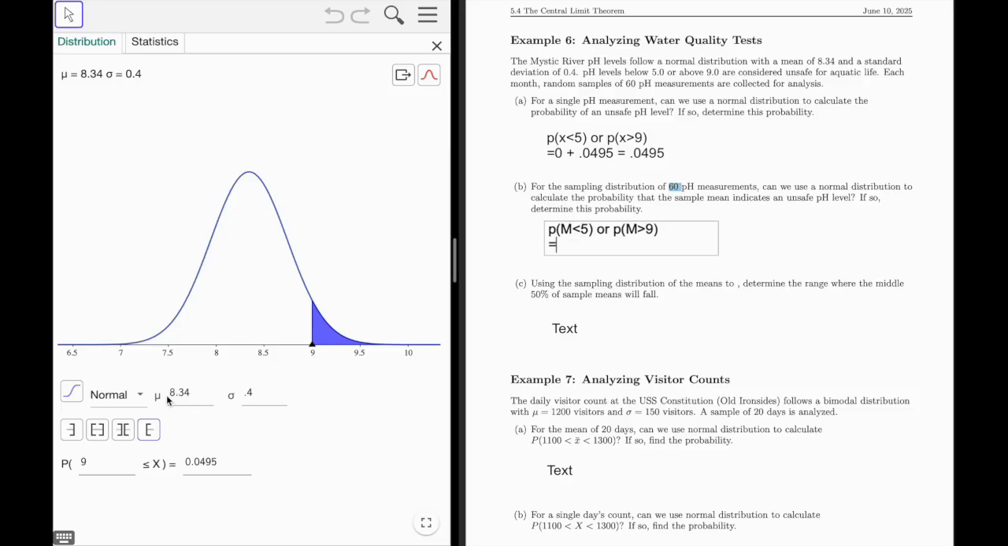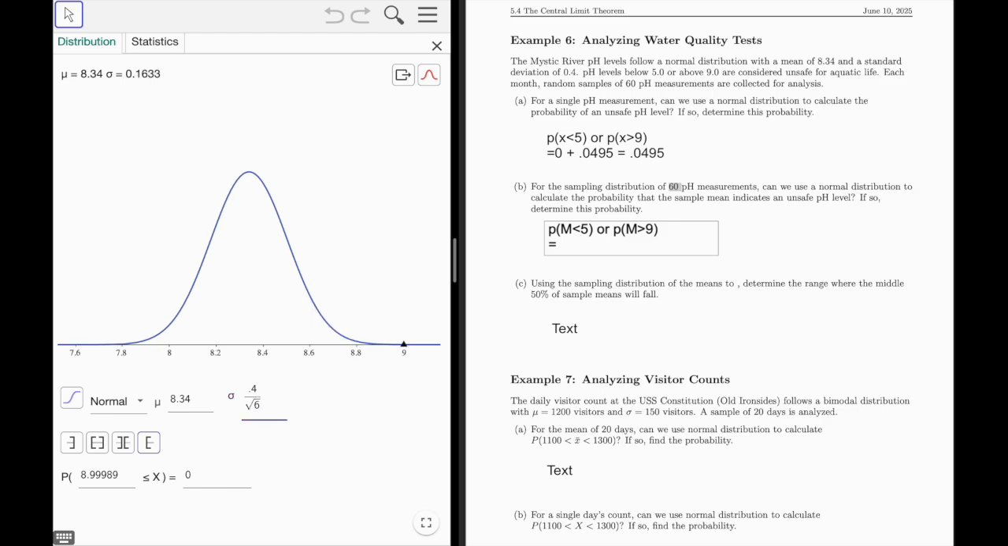Now, remember, the mean of the sampling distribution and the mean of the population is going to stay the same. What changes is the standard deviation. So instead of having 0.4 here, when we're dealing with the sampling distribution, we want to do the standard deviation of the population and divide it by the square root of the sample size. You can tell GeoGebra by clicking on this keyboard here and pulling up your keypad for the square root, or you can put in SQRT for square root, and I'm going to put in, what's our sample size, 60.